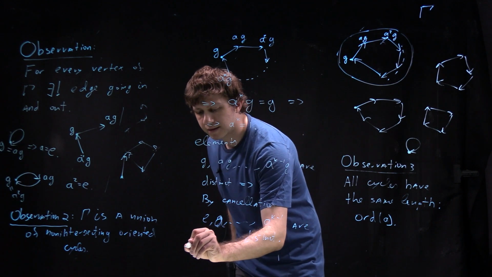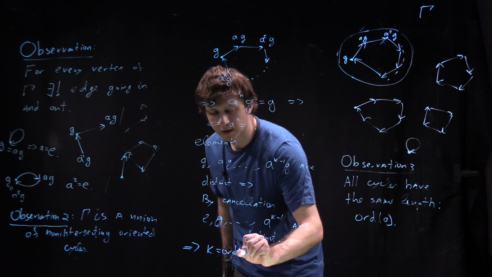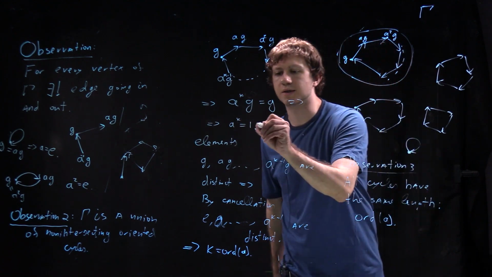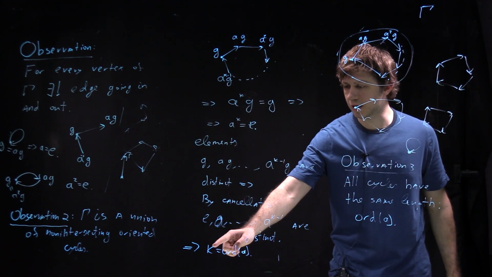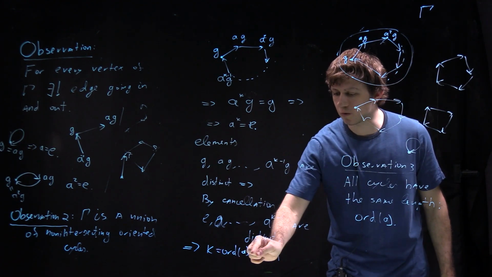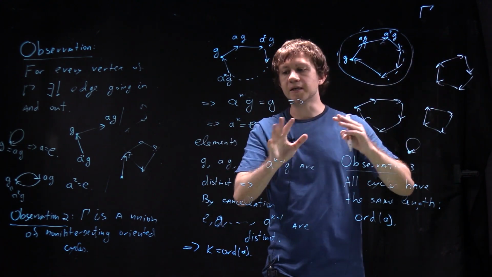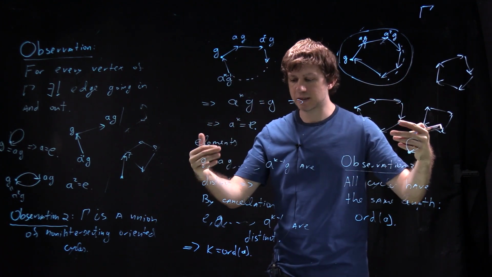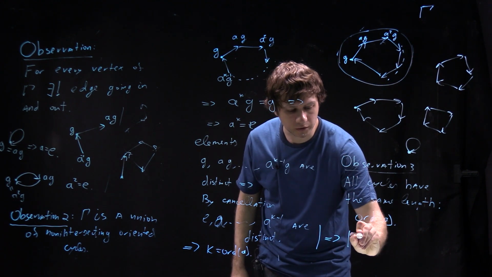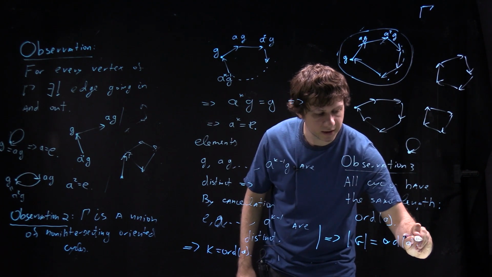And then it implies that K is by definition the order of A. It is a positive integer such that A power K is the identity, 1, and all previous powers are distinct. So it means K is the order of A. But then we know that our group is a union of non-intersecting sets, all having K elements. So then the order of G is the order of A times the number of cycles.